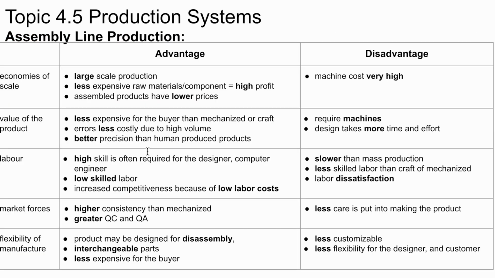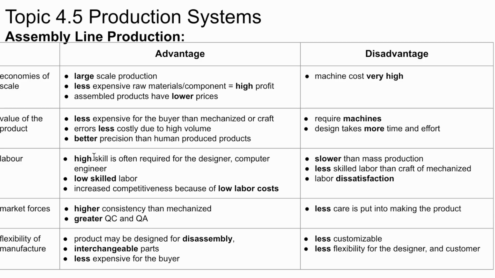With assembly line production, you have advantages and disadvantages, just like the other types of production. So you do get economies of scale, it's less expensive, so higher profit, and the assembled products have lower prices, but the machine costs are very high. Just like with automated production, it's going to be less expensive for the buyer. You're going to have fewer errors and better precision. But it's going to require machines, and the design takes a lot more time and effort.